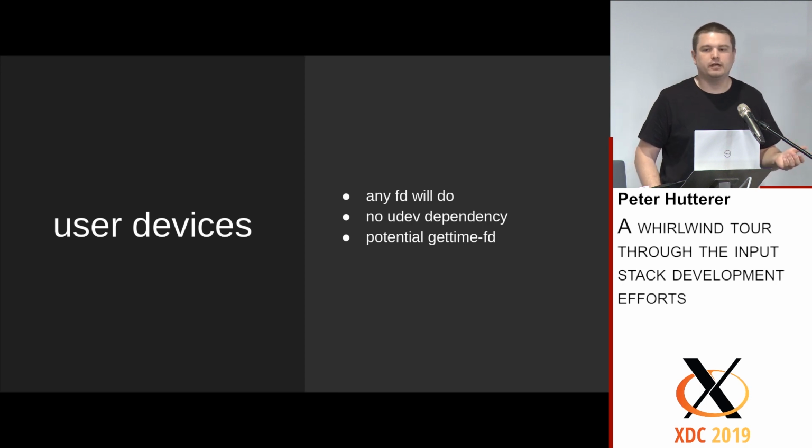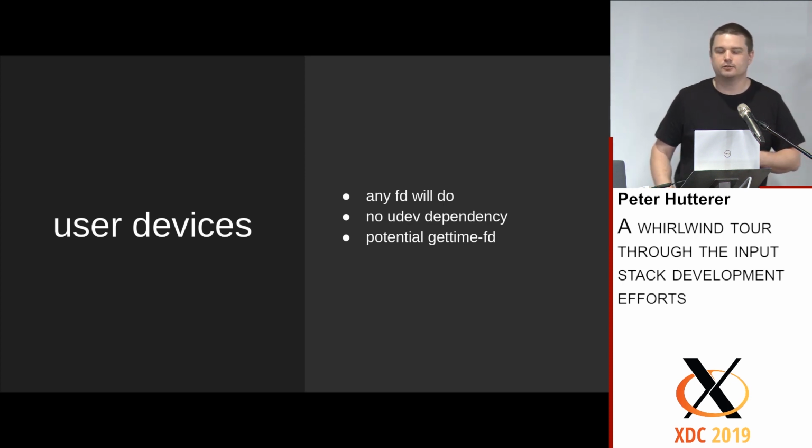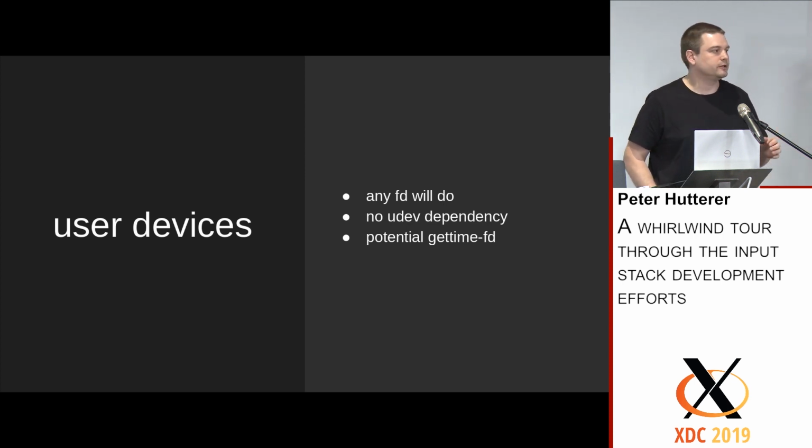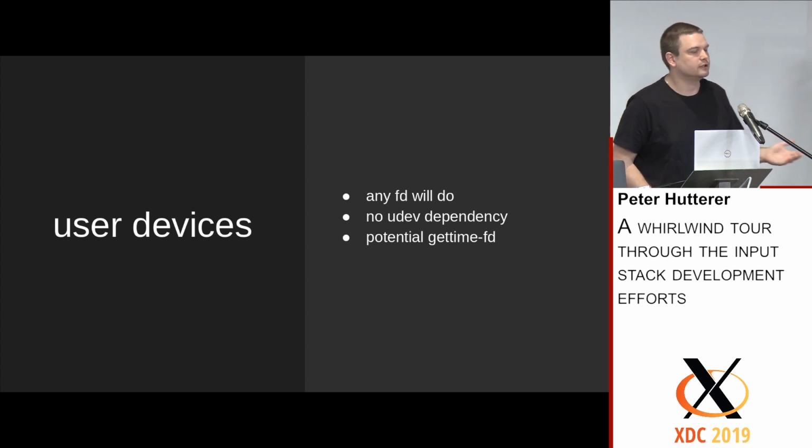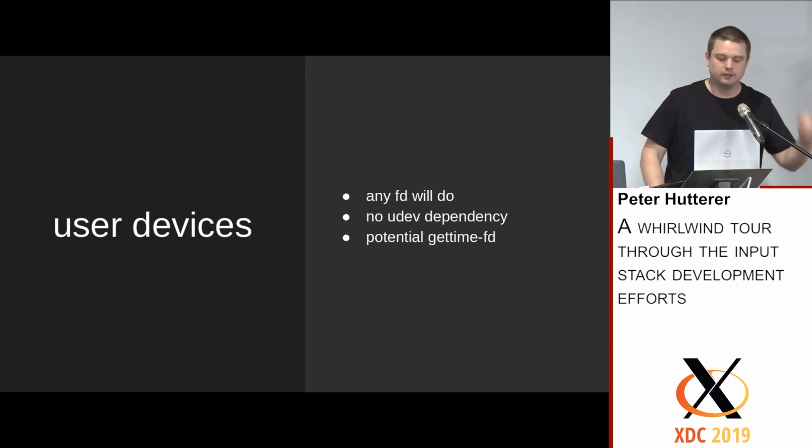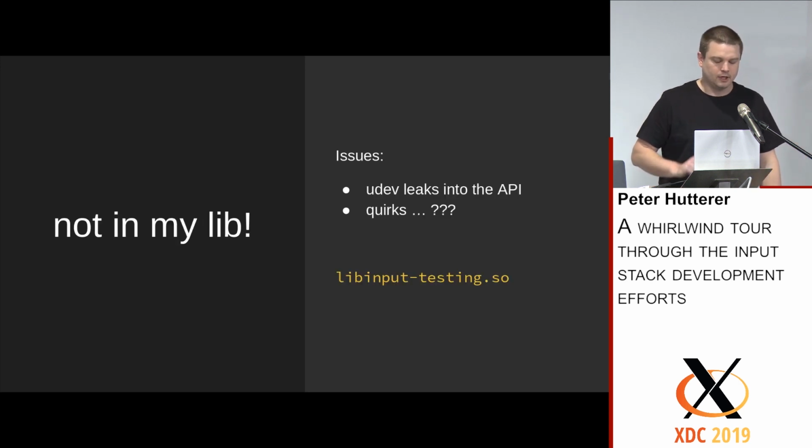We obviously have no udev dependency, which means we can run it in a container quite easily. And I'm currently thinking for the test suite to add some sort of a get-time FD. Not 100% sure how yet, but basically a file descriptor that libinput queries for the current time as opposed to clock_gettime, because that makes it completely independent of the wall clock time, and it doesn't really matter if the machine is under load anymore. We can test all the timeouts to the millisecond.